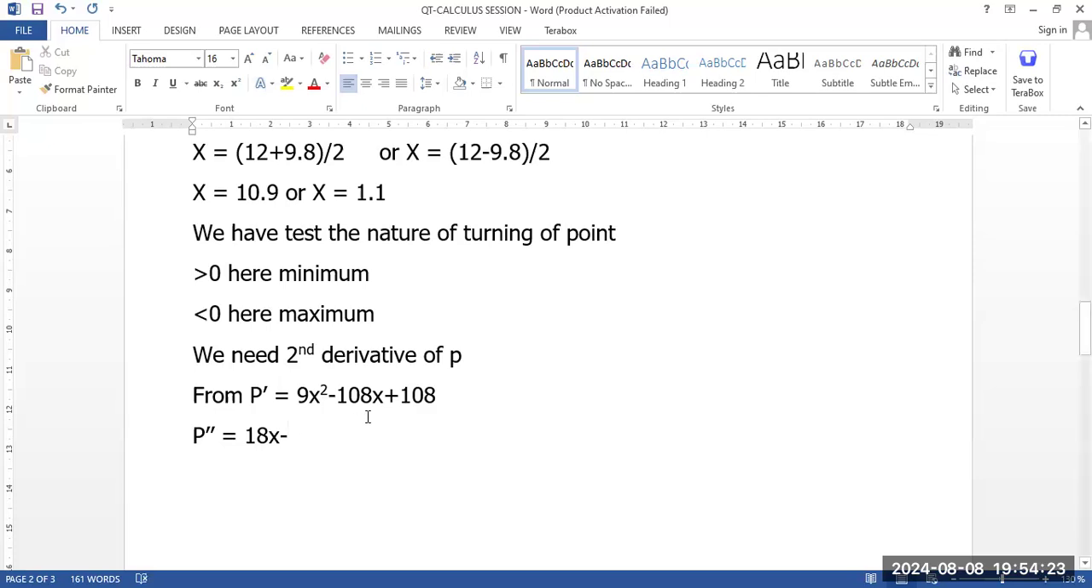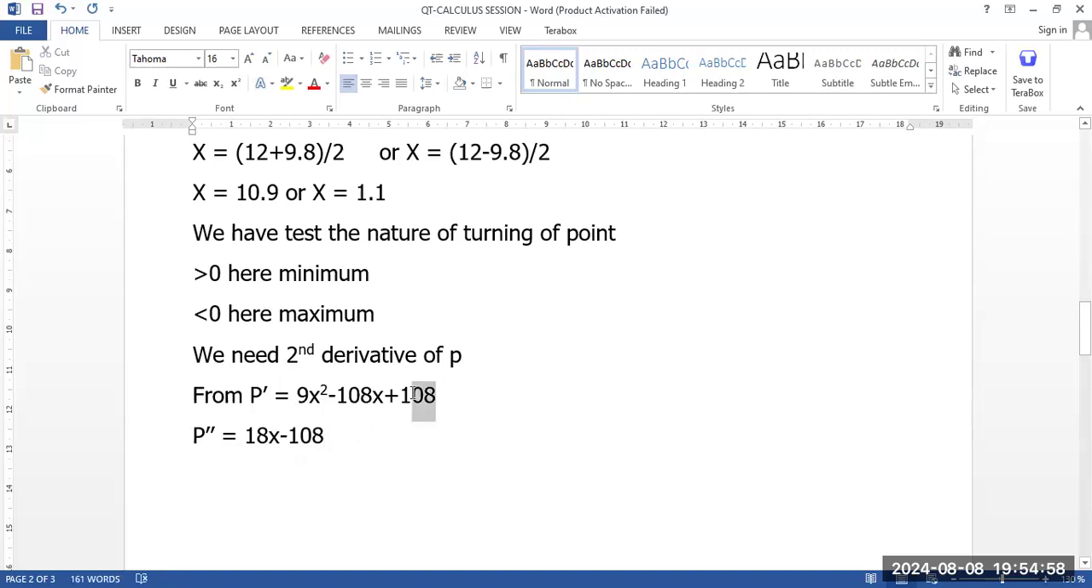Then minus, if you differentiate this, what do you get? 108. Because basically this is x power 1. 1 times 108, you get 108. If x had original power as 1, then you get 1 minus 1, you'll be left with 0. Any number power 0 is always 1. 108 times 1, you get 108.